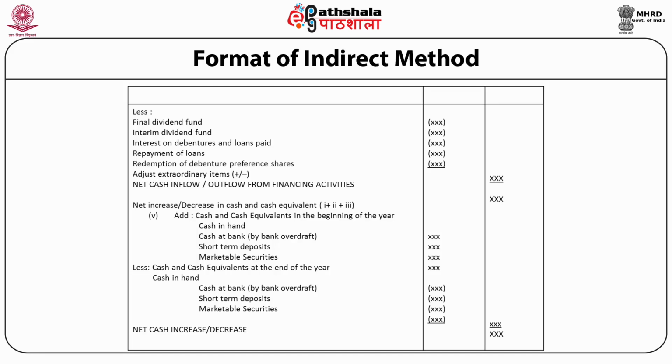Now, next part in cash flow statement is we'll add cash and cash equivalents in the beginning of the year. That is cash in hand, cash at bank, bank overdraft, short-term deposits, marketable securities, and will deduct cash and cash equivalents at the end of the year, such as cash in hand, cash at bank, bank overdraft, short-term deposits, marketable securities, and the final outcome will arrive at net cash increase or decrease.